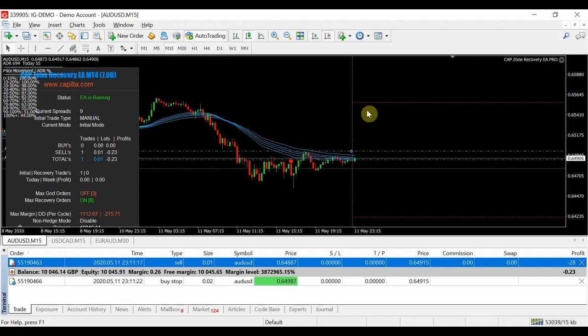So I'm confident that this pair will move, perhaps starting to move in the wrong direction, but then again we don't mind that because of this kind of hedging trading strategy. So I shall see you guys in a second to let you know the outcome of this trade.